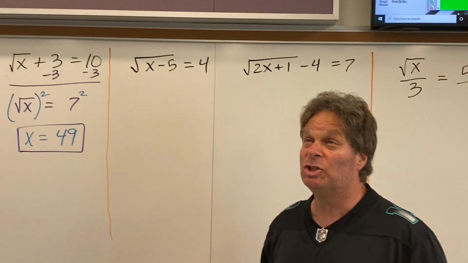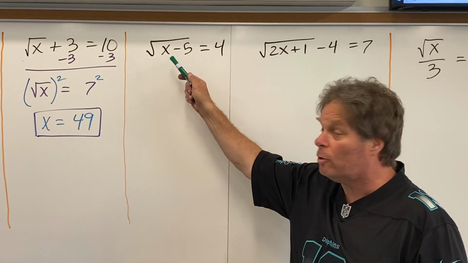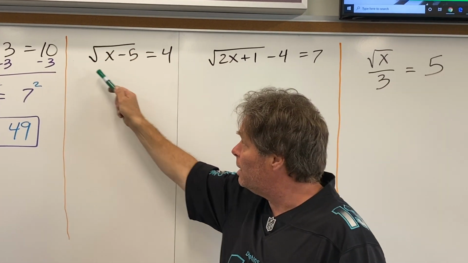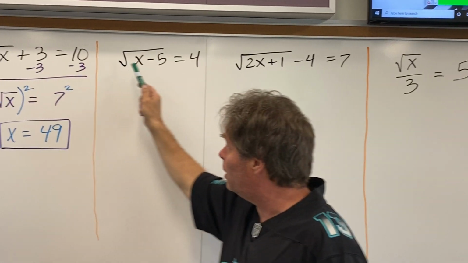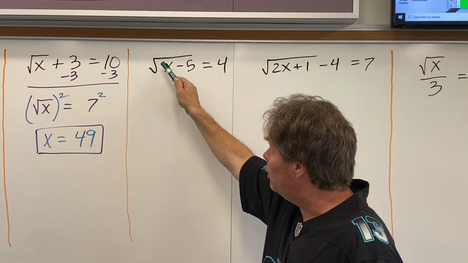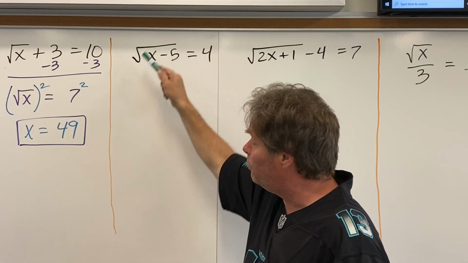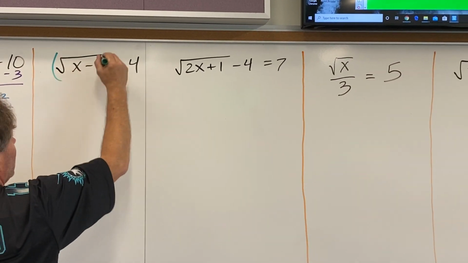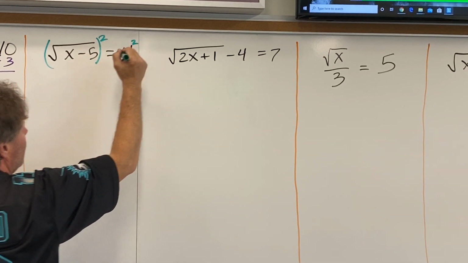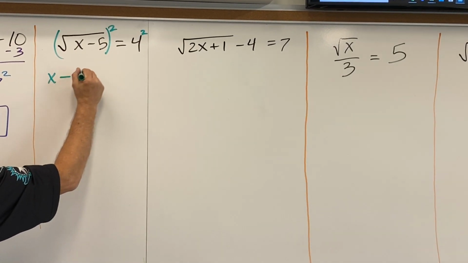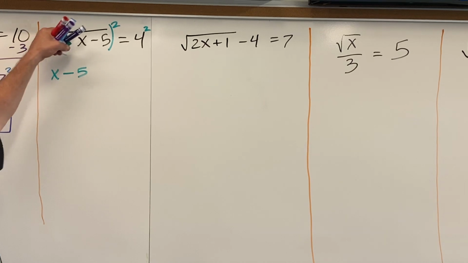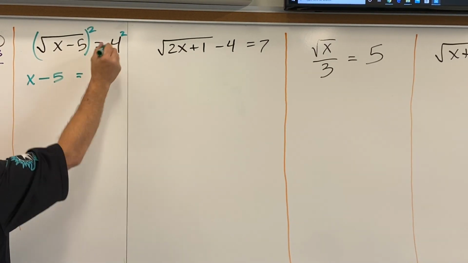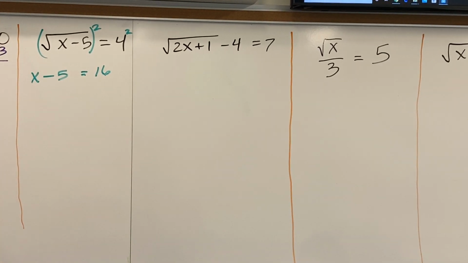Okay, this guy. Oh my gosh, good news. The radical is already by itself. Look, there's nothing stuck onto it like the +3 was stuck on there. This -5 is still underneath the root, so this is all one root. So I'm ready at this point to square both sides. That's going to give me just X minus 5. Nice. Square root of this whole thing squared is just this thing, equals 4 squared, which is 16.